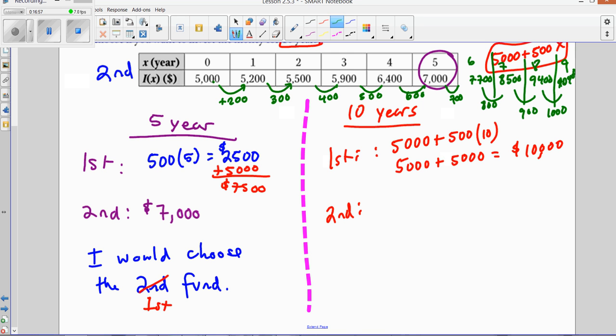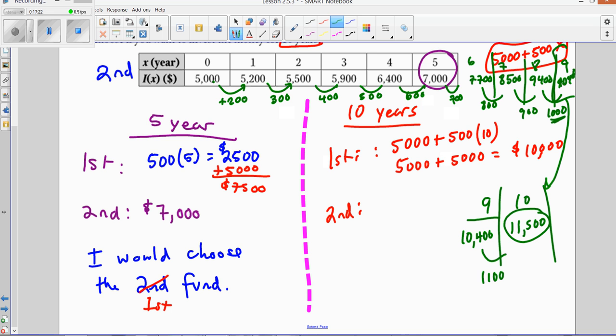10,400. Oh my gosh, I'm running out of room. Sorry, let me move this all down here. You gotta love that I'm doing this on the fly. All right, so in year 9, it's 10,400. And then in year 10, because we added 1,000, the next one I got to add 1,100. So my total is going to be $11,500. So that's year 10, and I calculated using that pattern. So in the second fund, I will end up having $11,500.